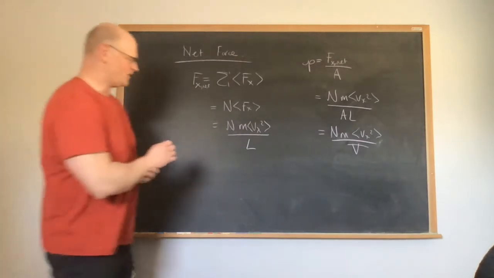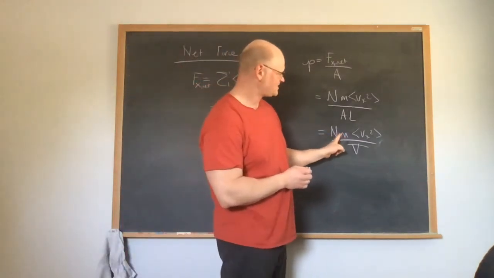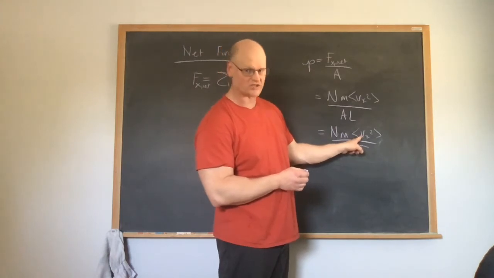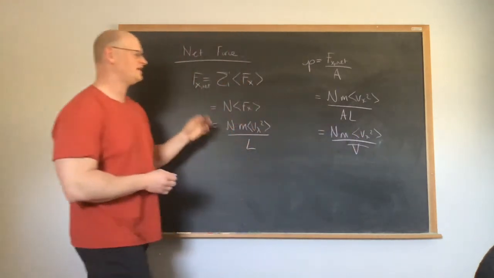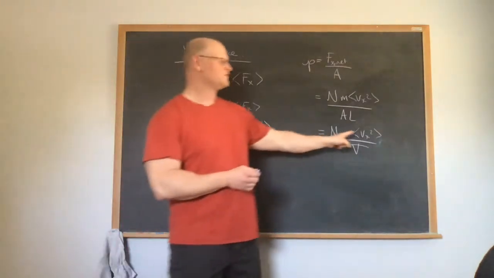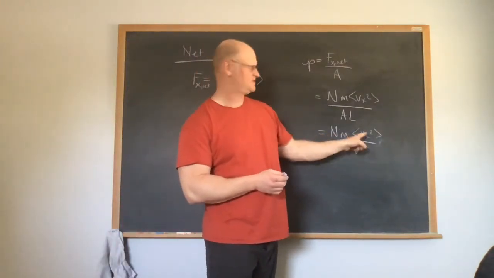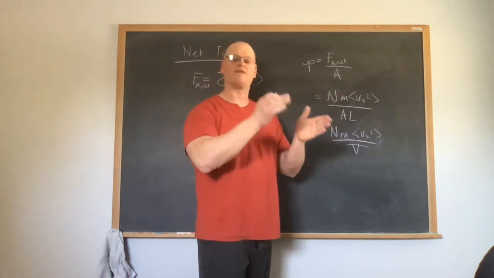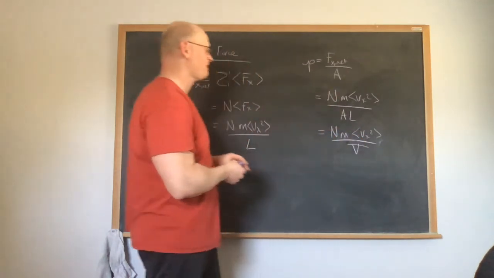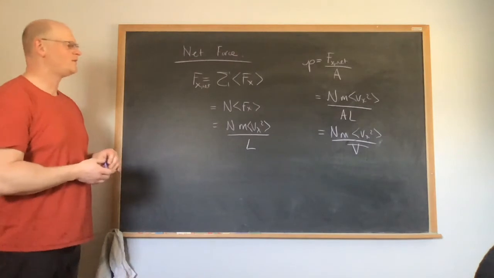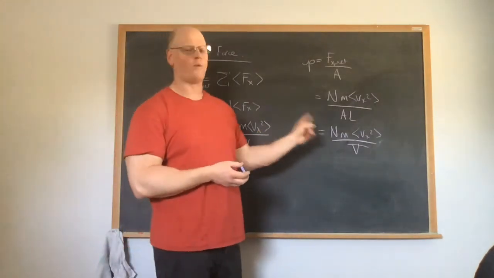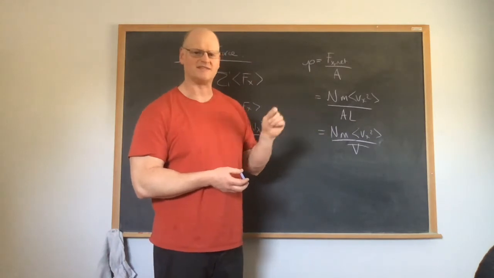Now, one other thing we can notice here is that this term, m times vx squared, actually looks like the kinetic energy. But it would be the kinetic energy if this was v squared, not vx squared. So again, this is the average of the square velocity in the x direction. Now, what would then be the average of the square velocity in the y direction and in the z direction?